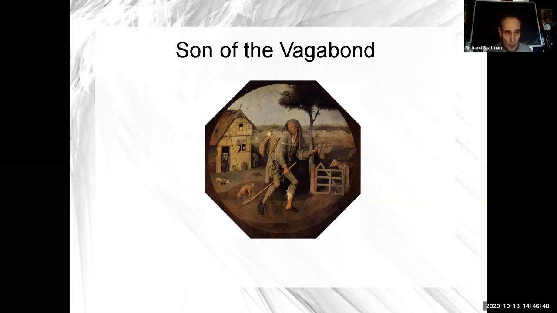As a result of some of the really useful remarks of the referees, I'm going to concentrate on just one aspect of this, the groups. There's a long list of references in the extended abstract, so I won't present references in this talk. The picture here, of course, is Bosch's vagabond son. But I want to talk about, among other things, the son of the vagabond group.